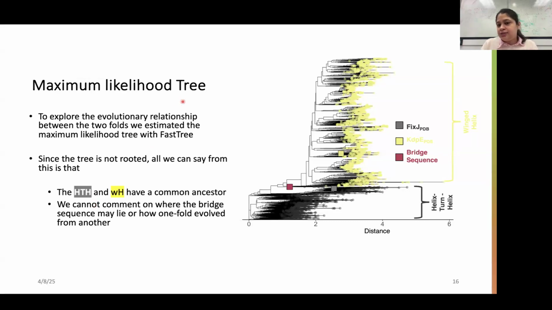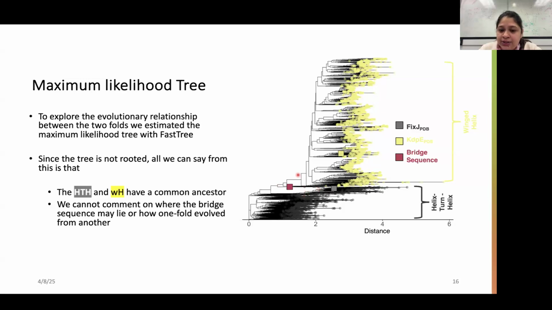So here again, we see the sequences are very nicely clustered between winged helix and helix-turn-helix. And this tells us that these two subdomains or subfamilies have a common ancestor. But we cannot really tell where the bridge sequences actually lie.